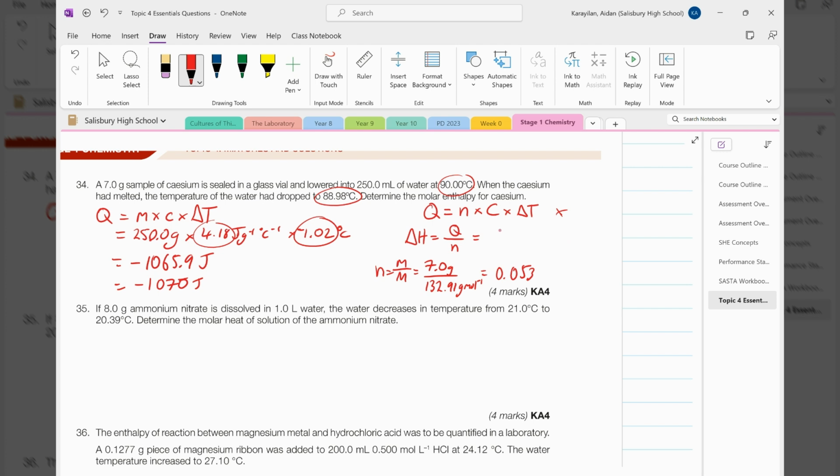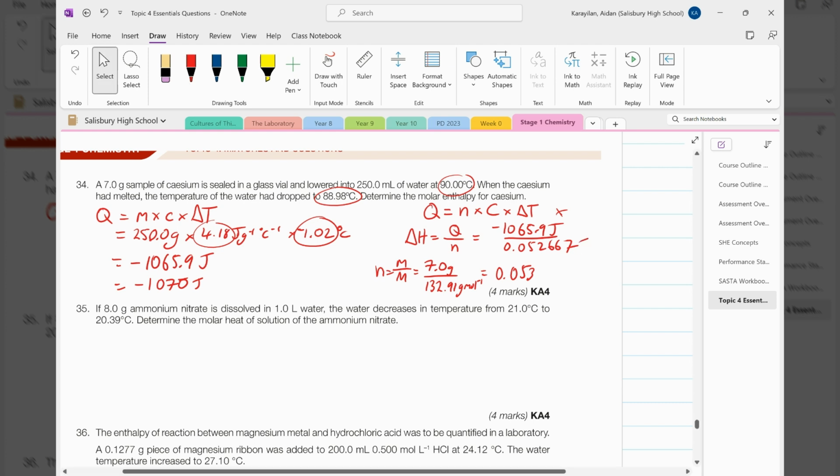So our final answer would be negative 1065.9 joules divided by 0.052667. Now, you can tell that these numbers are not exactly the same as the numbers I wrote down for the answers before. That is because when you put your answers into calculations, you should not use the answers corrected to the right number of significant figures. It's best to put in essentially the whole number that comes out of the calculator.